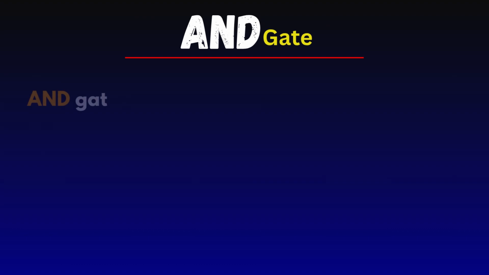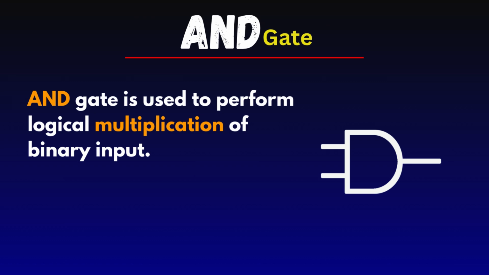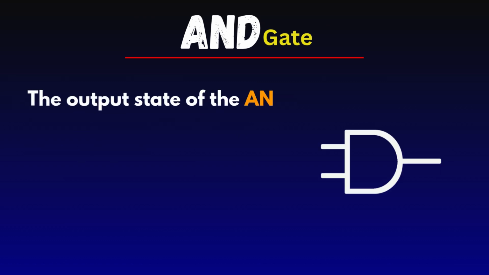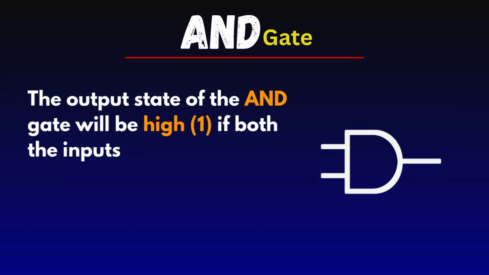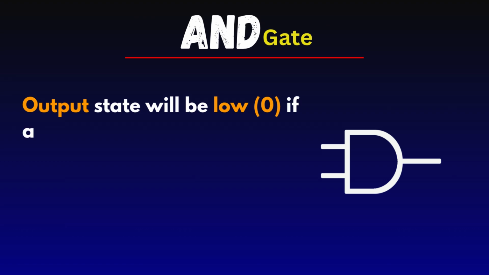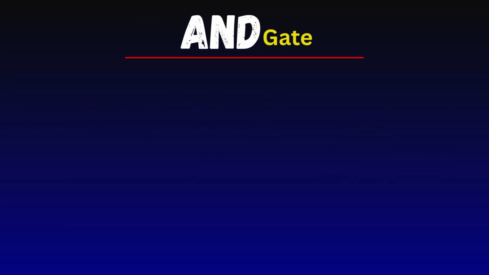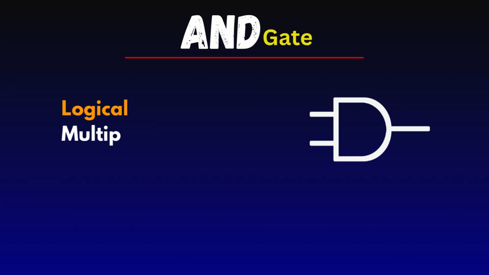AND gate is used to perform logical multiplication of binary inputs. The output state of the AND gate will be high if both the inputs are high. Otherwise, the output state will be low if any of the inputs is low. In a simple way, we can say that the AND gate is the logical multiplication.